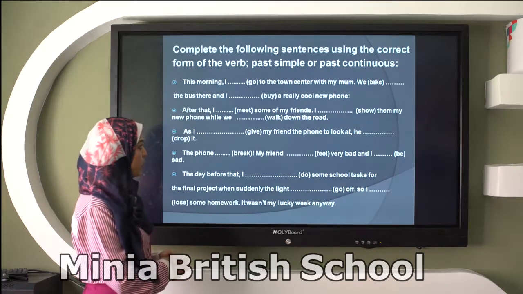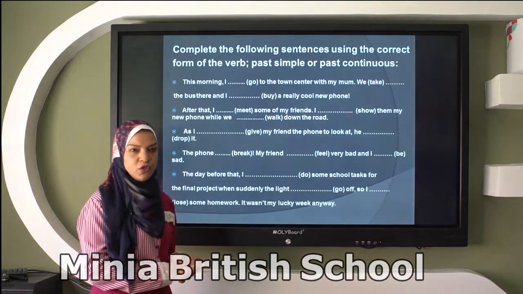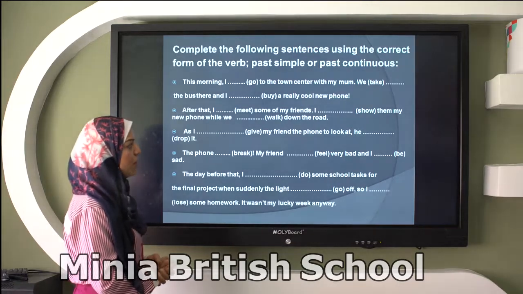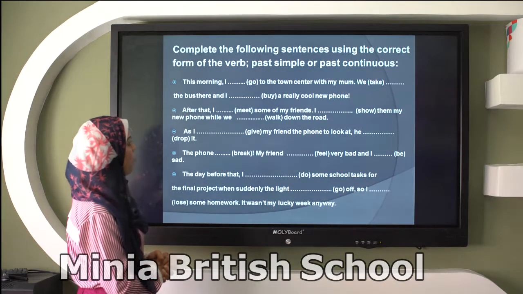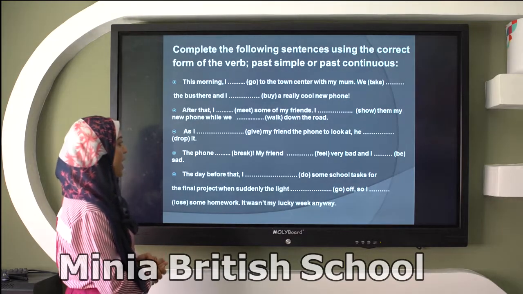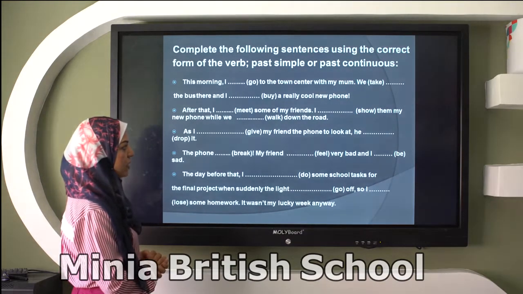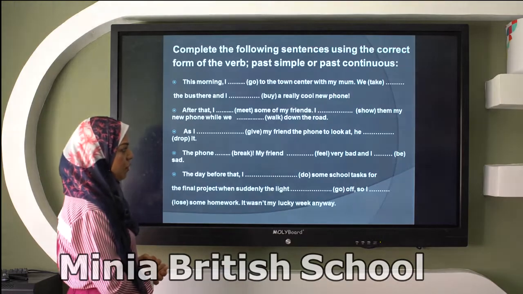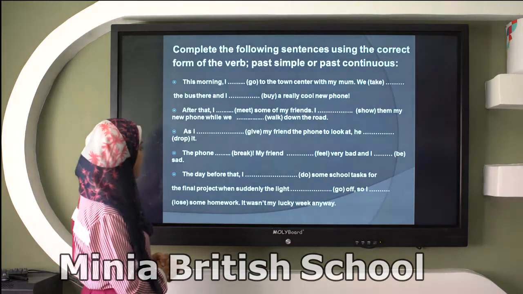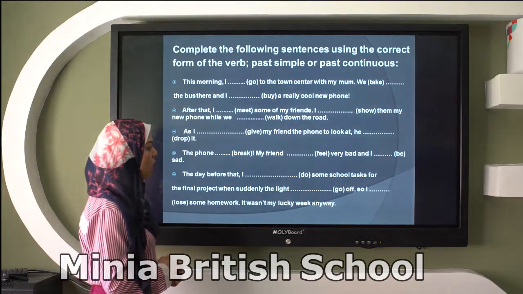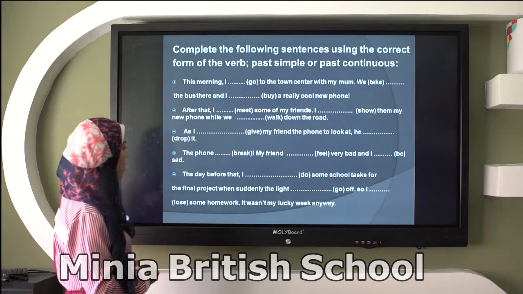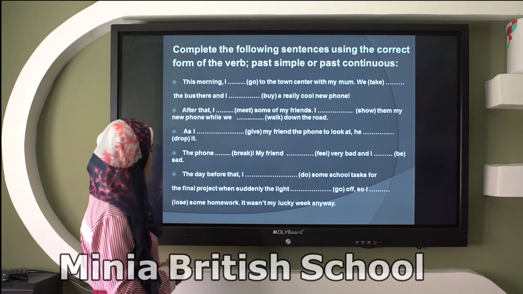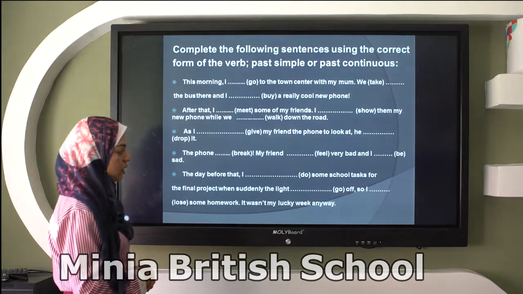This is the first sentence, but it looks like it's a short story about a little boy's bad luck. After that, I meet some of my friends. I show them my new phone while we walk down the road. As I give my friend the phone to look at, he dropped it. The phone break, my friend feel very bad and I be sad. The day before that, I do some school tasks for the final project, when suddenly the light go off, so I lose some homework. It wasn't my lucky week anyway.